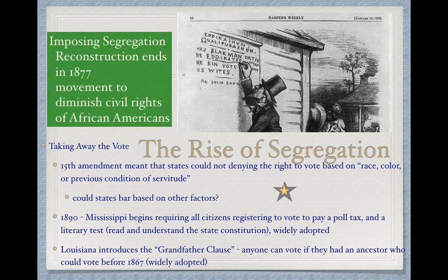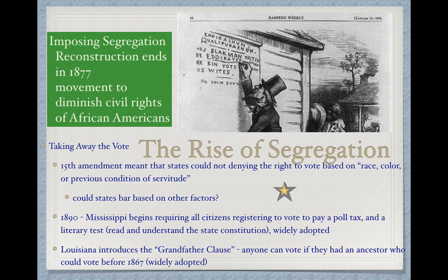This interestingly also affects poor whites who may not be able to pay the poll tax either. There's also going to be a literacy test. Can you read and understand the state constitution? I would argue that today a lot of US citizens could not read and understand any state constitution, right? These sorts of literacy tests and poll taxes are widely adopted.